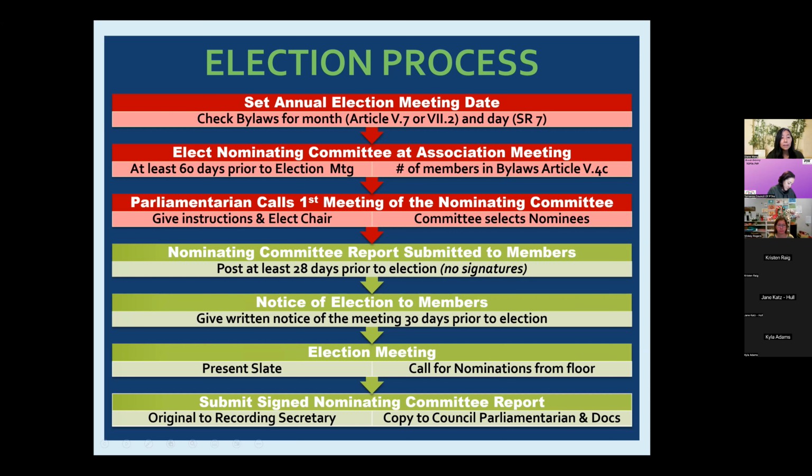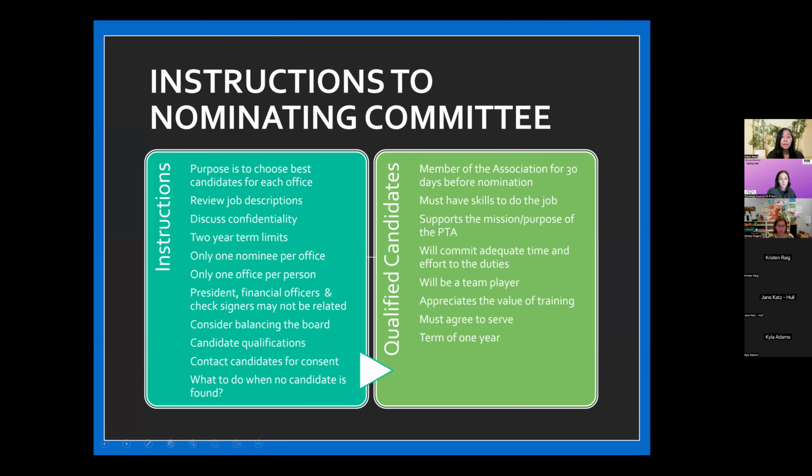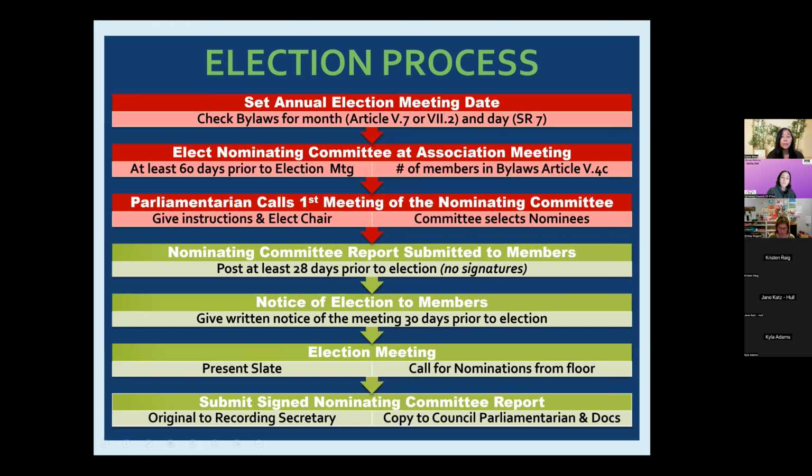So once the nominating committee meets, they select their people, they're going to submit their report to the members, and then we're going to give notice, and we're going to have our election and sign the committee report. So I'm going to go through these a tiny bit, but if you have your election meeting in February, you should be getting ready to send out your notices. And if you're going to be late with that, you can contact me, but I want to talk to you about that a little bit later.